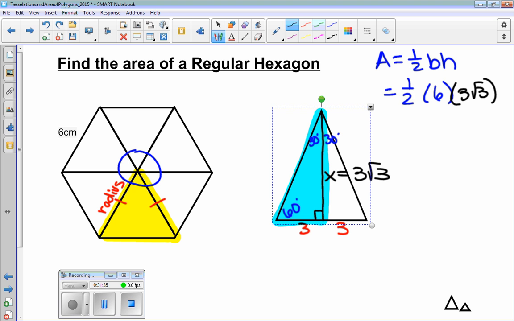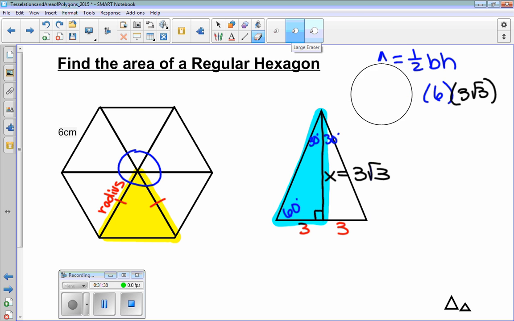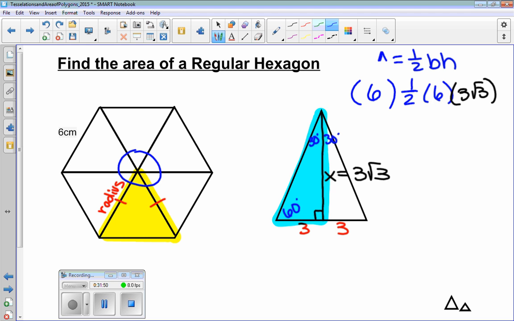Now that's the area of one of the triangles. How many triangles do I need? 6. Whoa, where did my 1/2 go? I'm going to put my 1/2. That's 1/2 base times height. And then I have 6 of them, don't I? Because there's 6 triangles total. So tell me what the area of the hexagon is going to be.